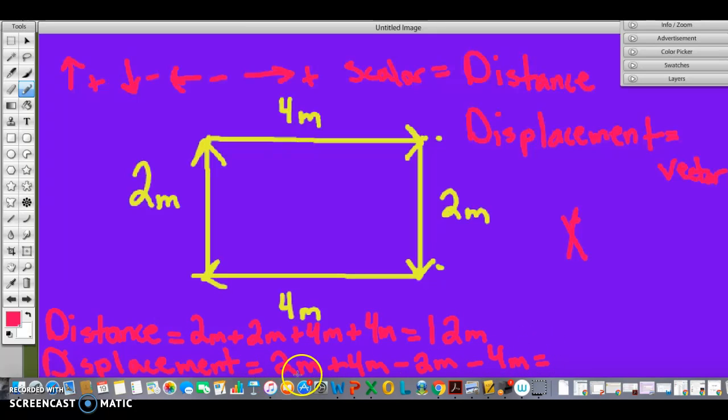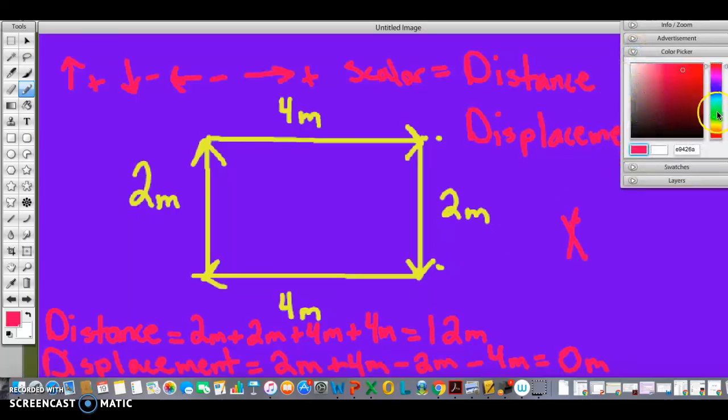If we add this up, this is going to be 2 meters plus 4 meters, which is 6 meters, minus 2 meters minus 4 meters. We know 2 minus 2 is 0, and 4 minus 4 is 0, so the whole thing goes to 0. This is interesting. We see that the distance compared to the displacement is completely different.